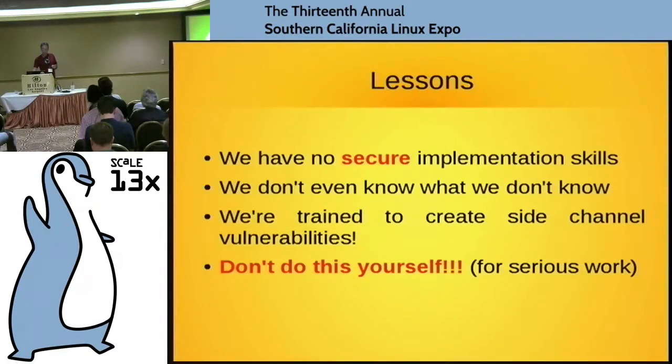All right? So what's the lesson here? Those of us that are programmers have no skills. Even though we think we can implement anything, we have no skills in implementing code securely. And the problem is we know so little we don't know what we know, which is this odd Dunning-Kruger effect, which leads to a lot of exploits where programmers implement stuff and they don't know what they're doing because it's too specialized, right? We're actually trained to make side channel vulnerabilities.